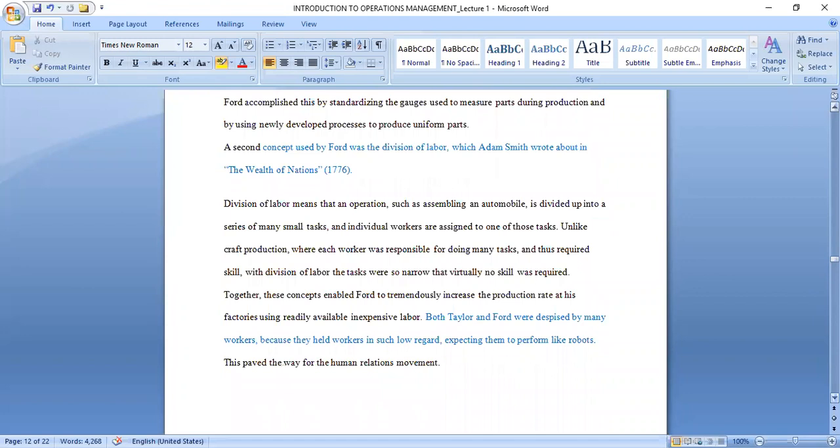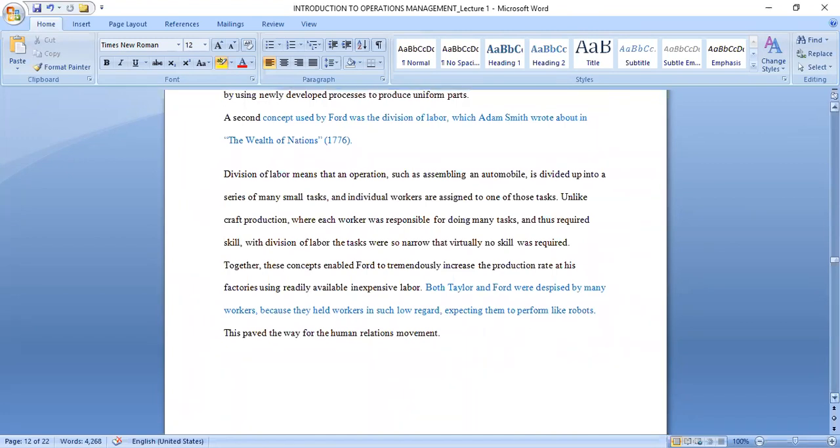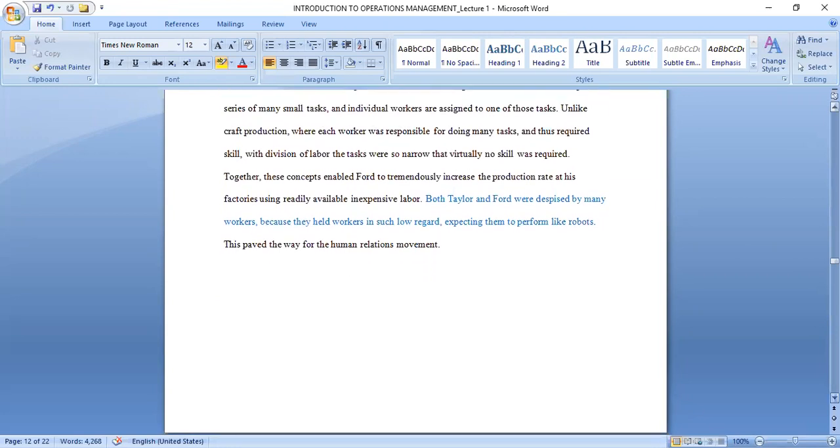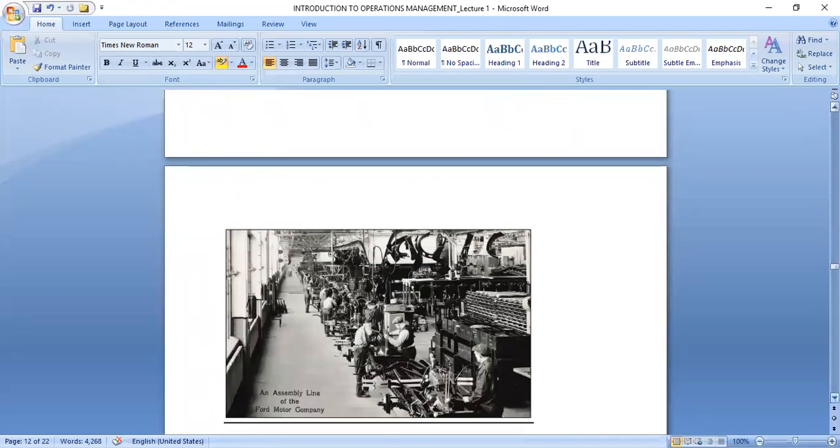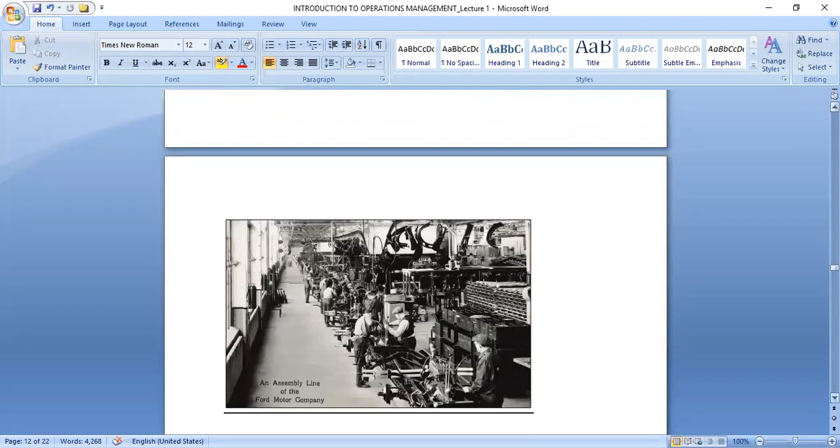However, in this scientific management era, both Taylor and Ford despised the workers because they assumed that workers should perform as robots. They were not considering the welfare of workers, but rather they looked at these workers to work as robots, which was criticized. And because of that, this gave rise to the evolution of another era that was called the human relations movement. So this is an assembly line in Henry Ford's Motor Company.